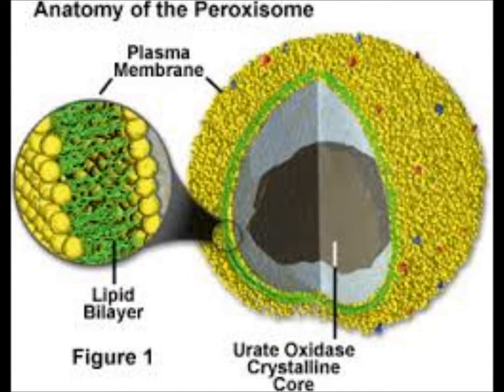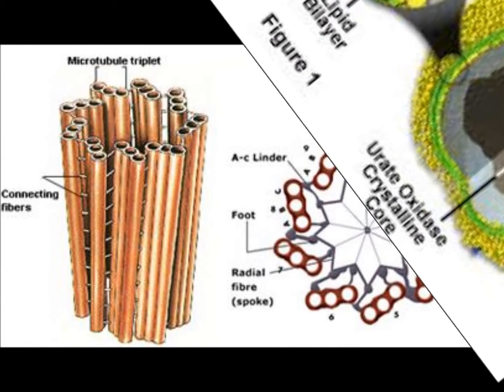Peroxisomes are small, round organelles enclosed by a single membrane. These organelles carry out oxidation reactions that break down fatty acids and amino acids, as well as detoxifying many poisons that may enter the animal cell.